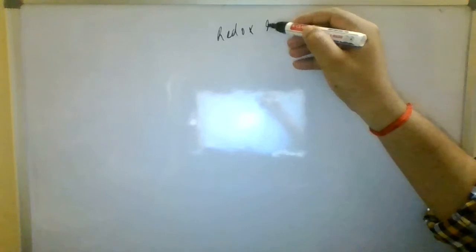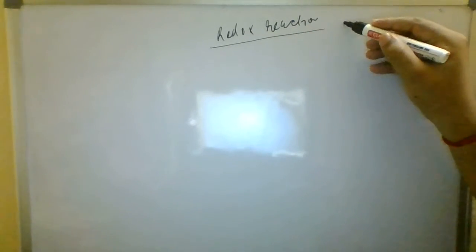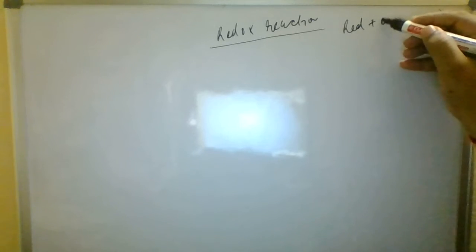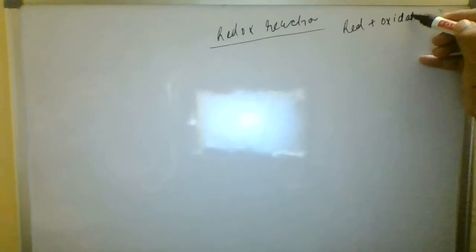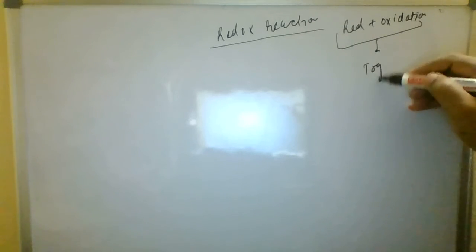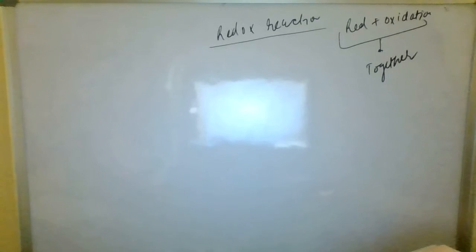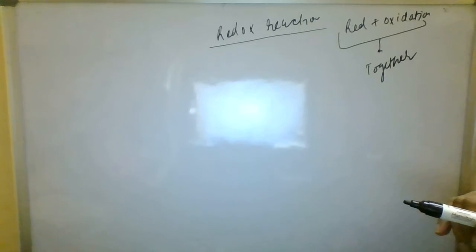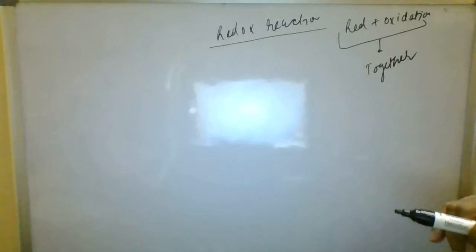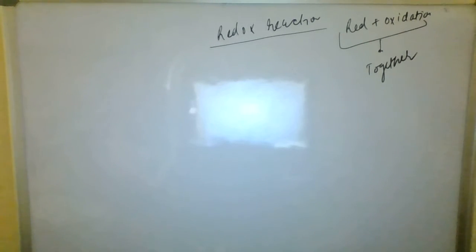A redox reaction, the definition I already told: reduction plus oxidation, happening together. Since this is happening together, it is an example of redox reaction. Now let us study with the help of examples, so that the concept becomes clear.